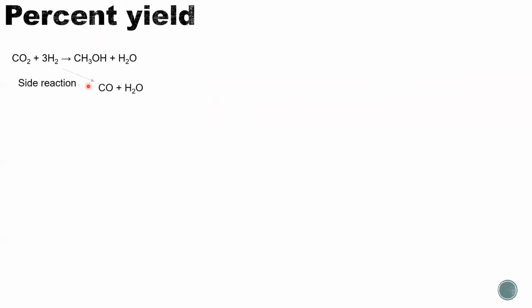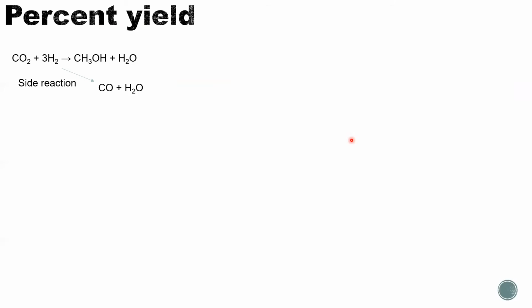For example, there are side reactions that consume some of your reactant to something else, so you don't have your ideal product. Or during the transfer, something is lost and you just have less. So people use the percent yield to indicate how much of the theoretically predicted product is collected.